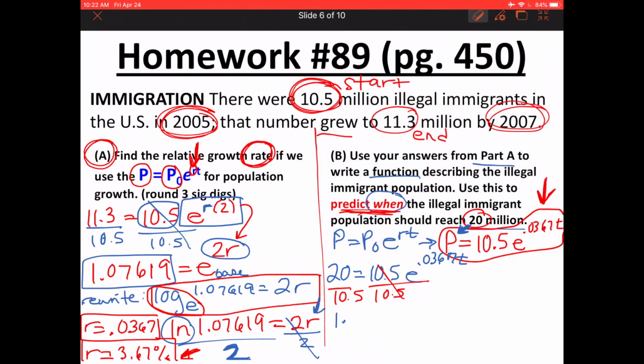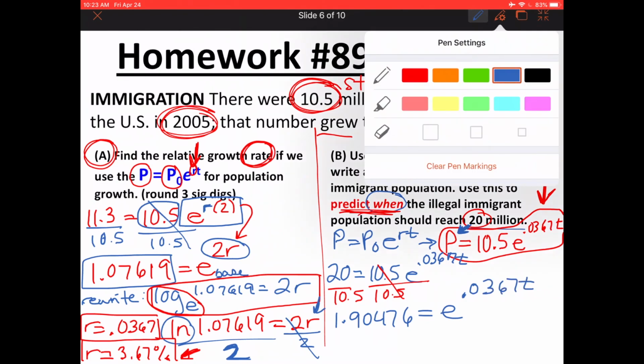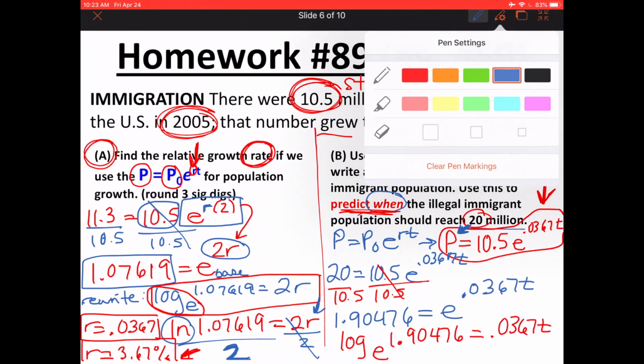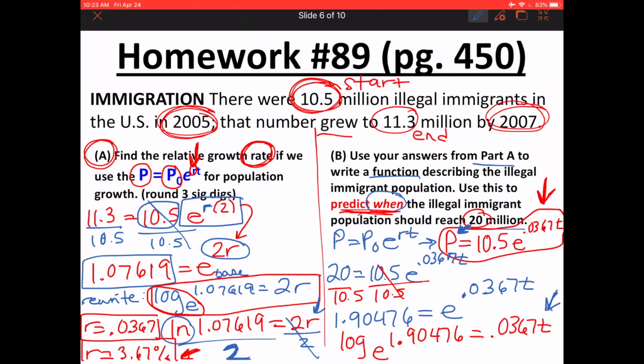So when I divide both sides by 10.5, excuse me, I miswrote there. So 20 divided by 10.5 is going to give me 1.90476 equals e to the power of 0.0367t. To solve, I need to write this in logarithmic form. So I would have log base e of 1.90476 equals 0.0367t.